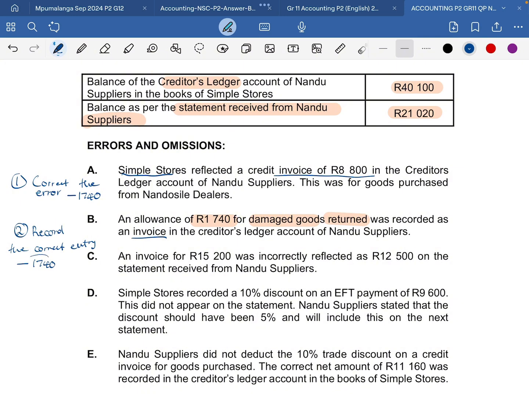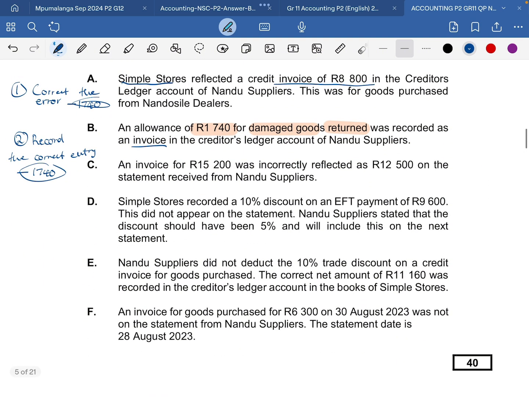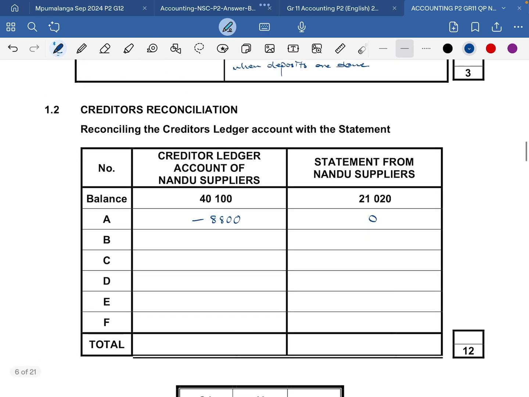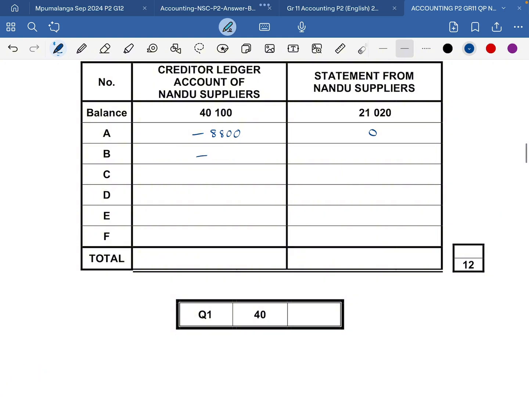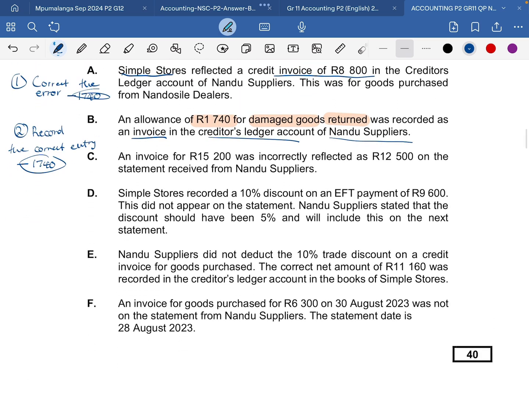So we're going to take these two amounts and combine them. So it's negative 1,740 multiplied by 2, which is 3,480. Now it was recorded in the creditors ledger account of Nandu Supplies, so we are the ones who made an error. So that is then going to be the negative 3,480.